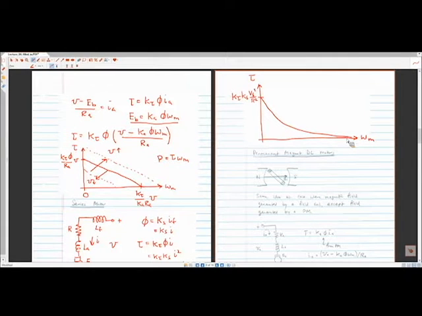Other relationships: as V increases, as you can see here, that's going to shift this entire plot up. So this is V going up; V going down shifts the entire plot down.